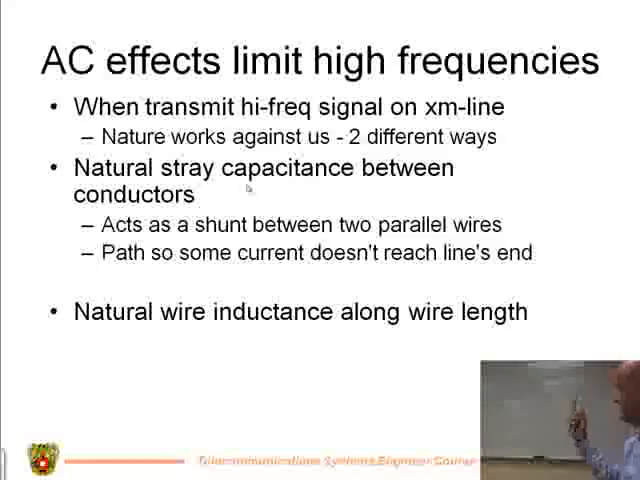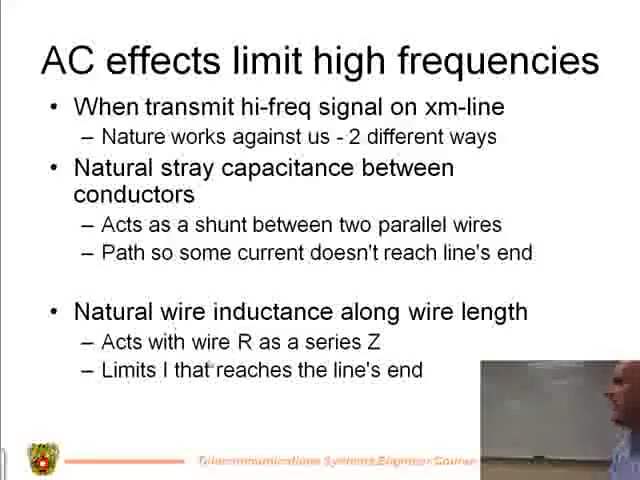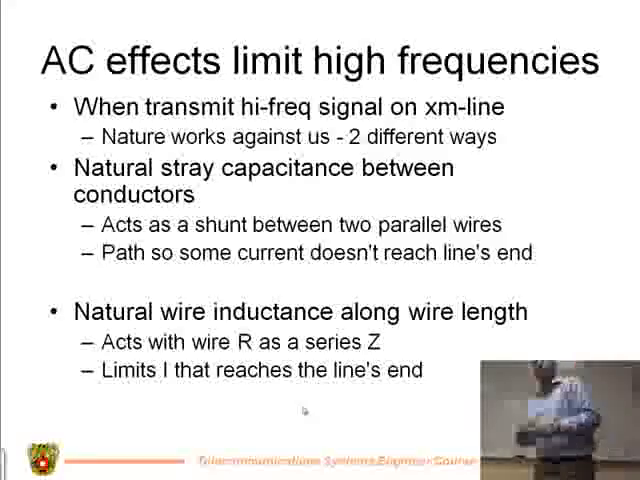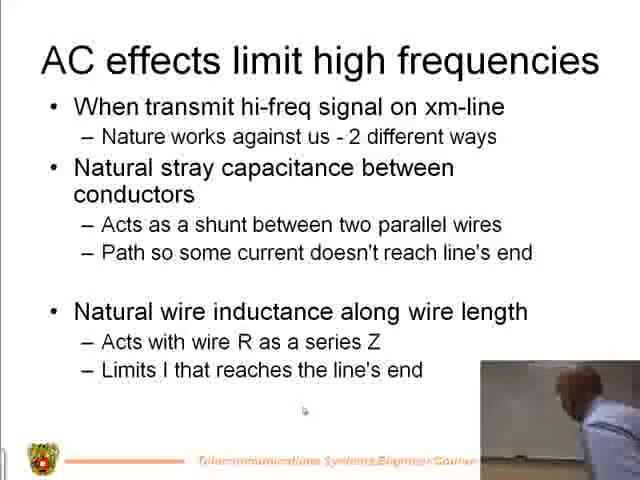So yeah, the capacitor is a path so that some of the current doesn't reach the line's end, and this acts with the wire resistance as a series impedance. So speaking of wire resistance, hey look, there's a space here for it. It's like I knew it was coming. This is just R, okay? So we have a wire resistance in there too.